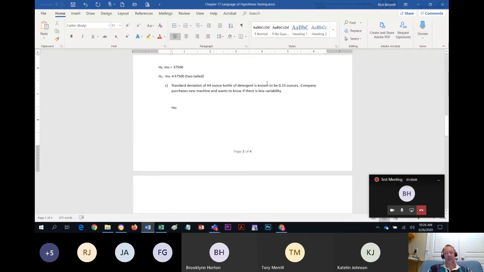Okay, so the standard deviation of a 64-ounce bottle of detergent is known to be 0.23 ounces. The company wants to purchase a new machine and know if there is less variability. What would be the null hypothesis? 64 ounces. Mu equals 64 ounces. Okay. Is that what we're testing? It should be the sigma, I think. Oh, yeah. Okay. Sigma equals 0.23 ounces.